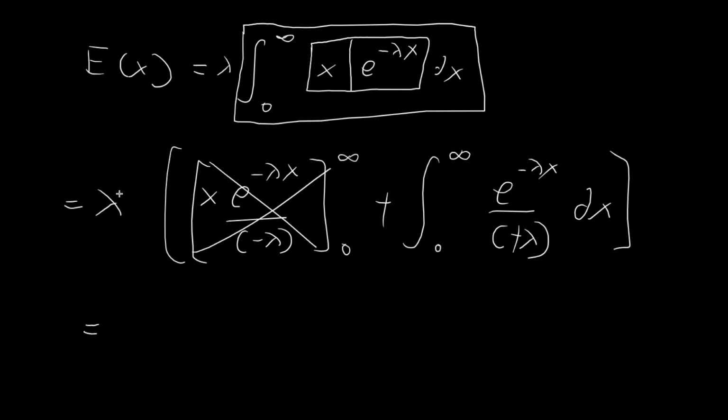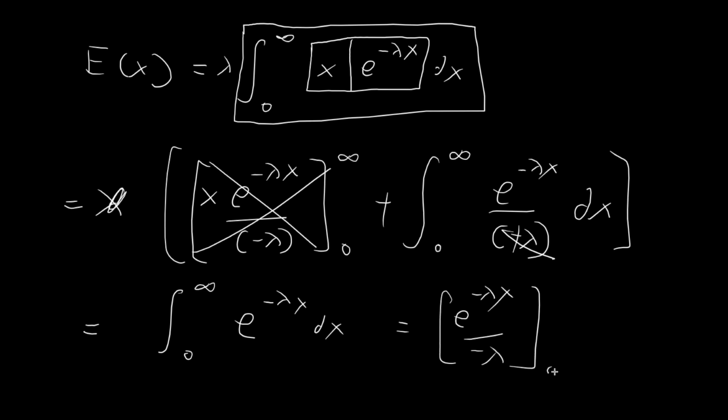So the only thing we have left is this lambda multiplied by this term, and then you can see that these terms also conveniently cancel out. So in the end, we're left with this relatively simple integral, which is easy to evaluate. We just find the antiderivative, and then evaluate this from 0 to infinity.